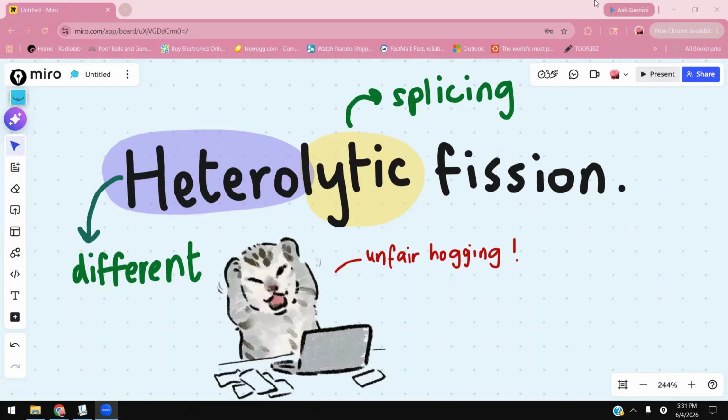Let's talk about heterolytic fission, or as I like to call it, the unequal and the unfair working of electrons. Now, the word itself, hetero, means different, and the word lytic indicates splicing. And in our case, we are splicing a bond, breaking a bond.